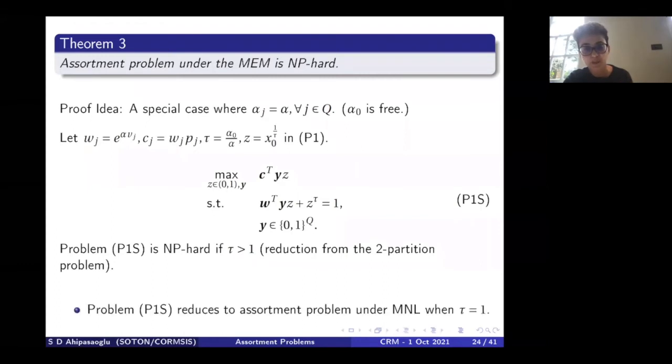So if tau is equal to one, the problem is equal to MNL, which is easy to solve. And later on, I will show you a result. If tau is less than one, it is also easy to solve because it's going to be one of the special cases that we know how to solve quite well.